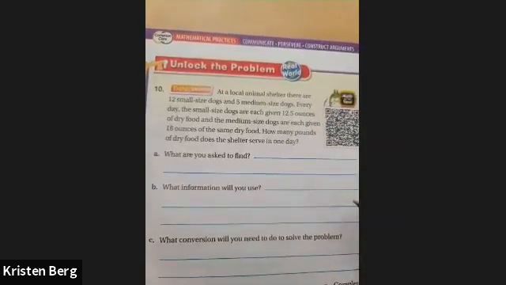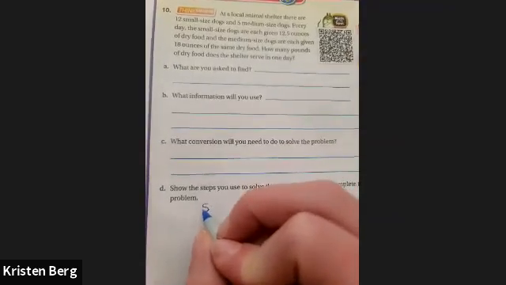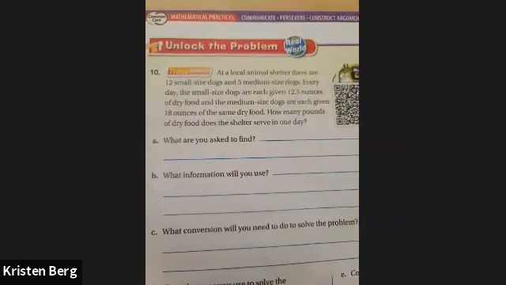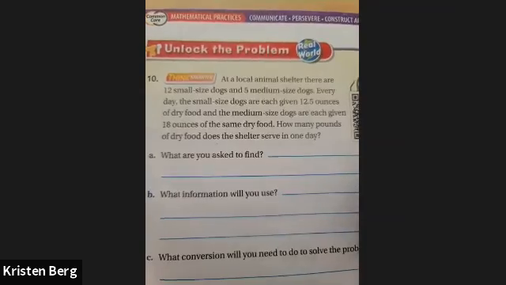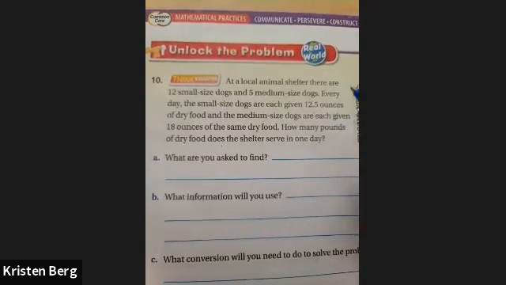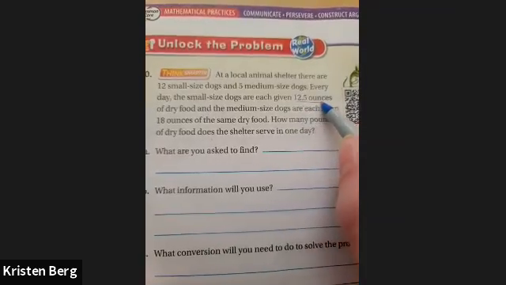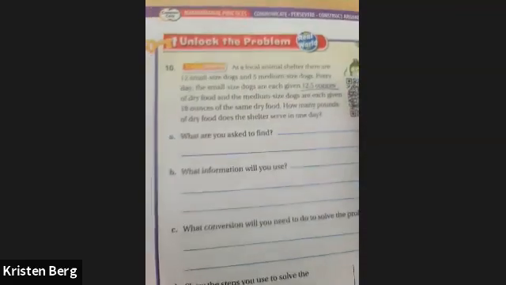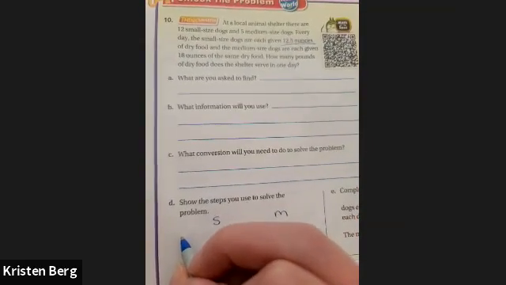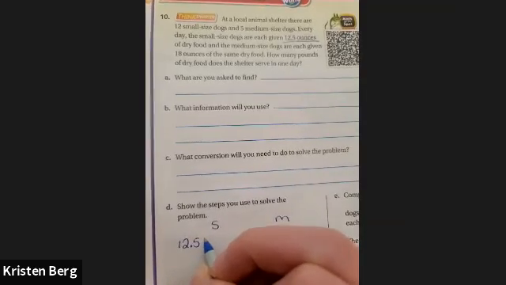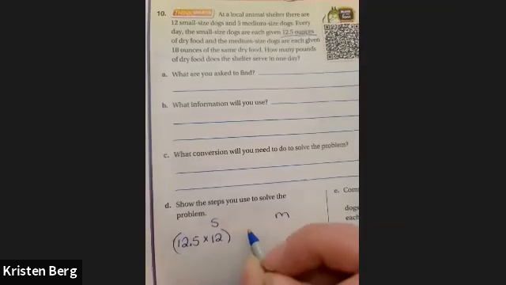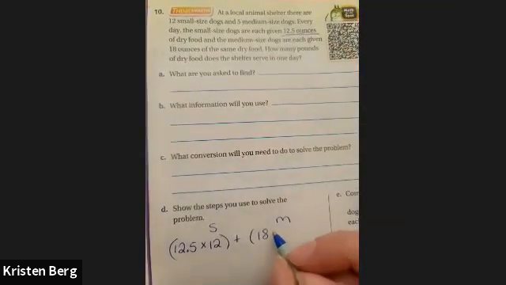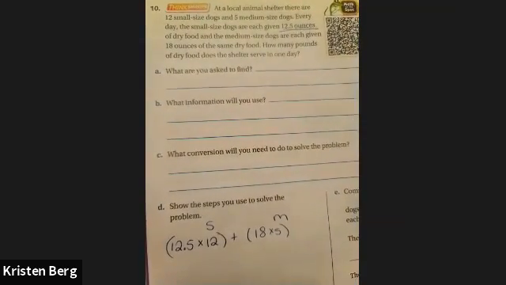All right, so to solve this, I would have to say, okay, well, there's small dogs and there's medium dogs. Well, to figure out one day's worth, I would first have to see what they get a day. Well, it is 12.5 ounces for the small dogs. So that would be the small. Plus they get 18 ounces for each of the medium ones, which is 5 medium dogs.